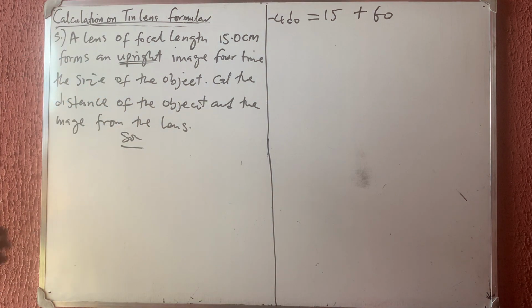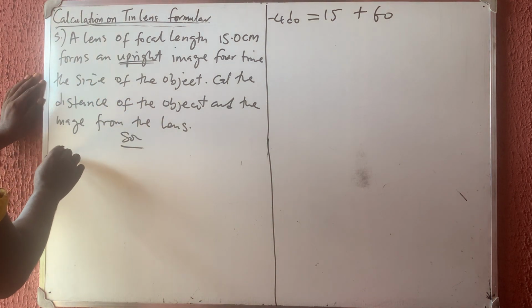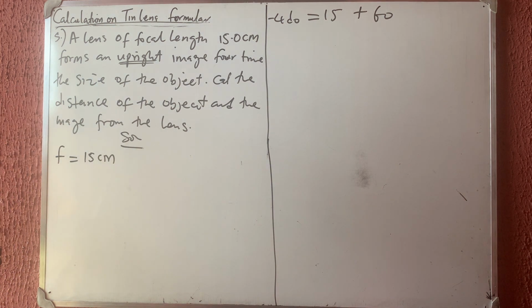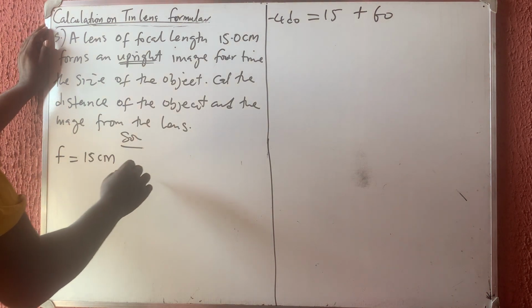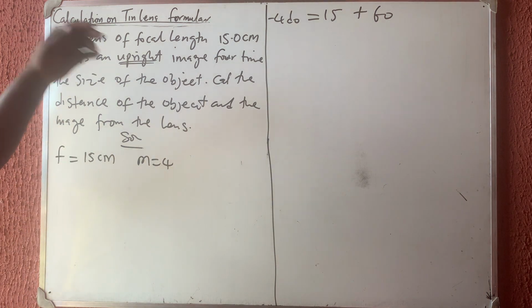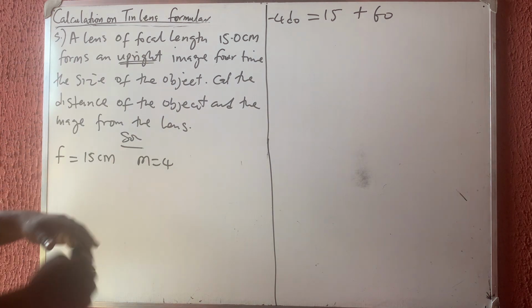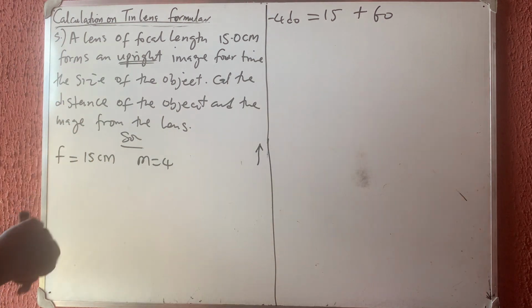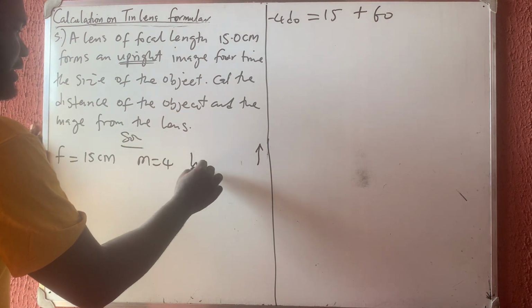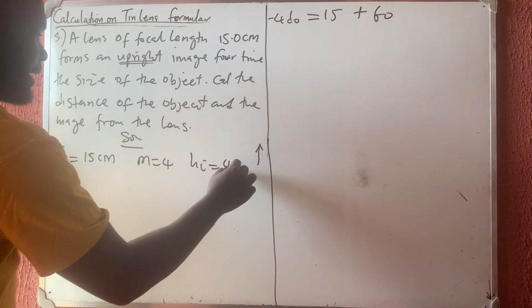Okay, I have this question. Let us analyze it. I have the focal length is 15 cm. They didn't tell us whether it is a converging or a diverging lens, but they told us that the magnification is 4. Why? They say that the focal length is 15 and the image is upright. If it is upright, then it is formed at the left-hand side. Don't forget. Then they say that the image formed is 4 times the size of the object, so the image height is 4 times the object height.